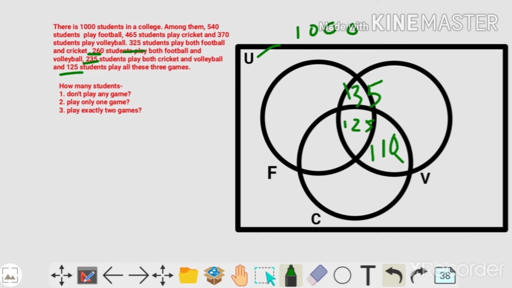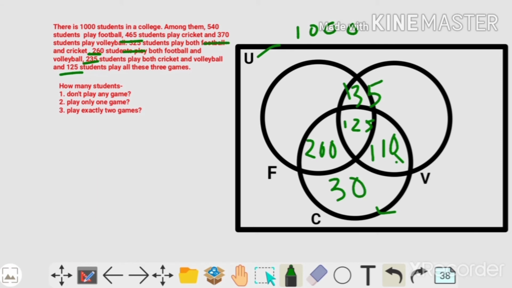Now 325 students play both football and cricket, so there will be 200 remaining students here. Now look at this number: 465 students play cricket. If you look at the circle of cricket, there are already 200 plus 115 plus 110, that means 35 students are already here. So the only remaining students are 30.